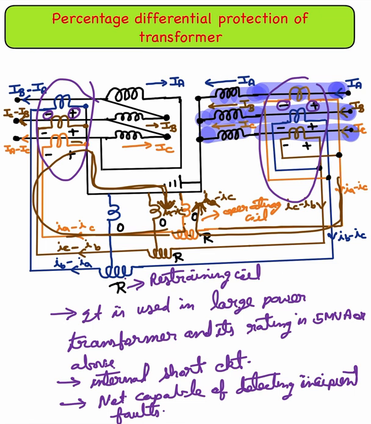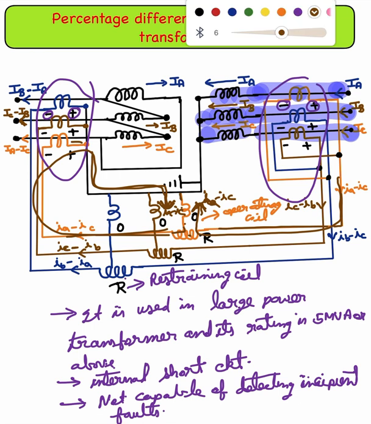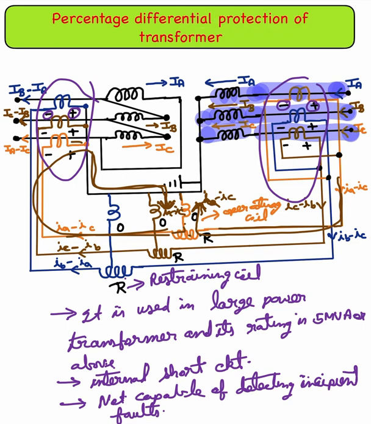But in case of internal faults, if the fault is in the winding, the polarity of the voltage induced in the CTs on the secondary side is reversed. Suppose there is a fault in phase C. Then the polarity on the secondary side is reversed, and the current flows in the same direction. In this case the relay will operate.